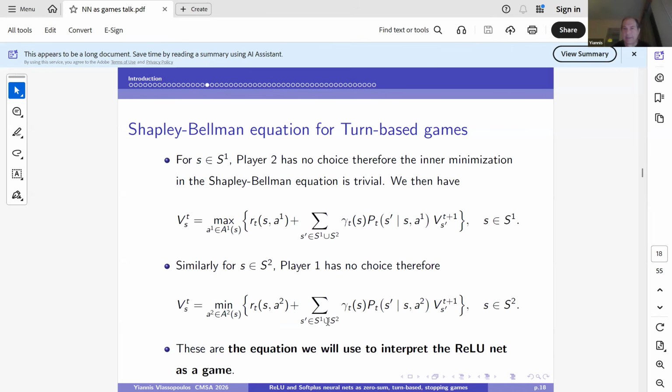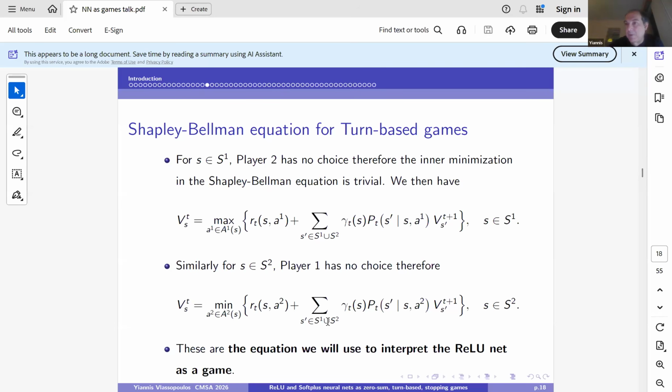Now we can take the previous equation that we had with the max min, and it breaks up into two pieces. Let's say the state belongs to the maximizer: he only wants to maximize. If the state belongs to the minimizer, they only want to minimize. But that doesn't mean that these equations are not coupled, because if you look at V_t of s, for example, it's a function of V_{t+1} of s prime.